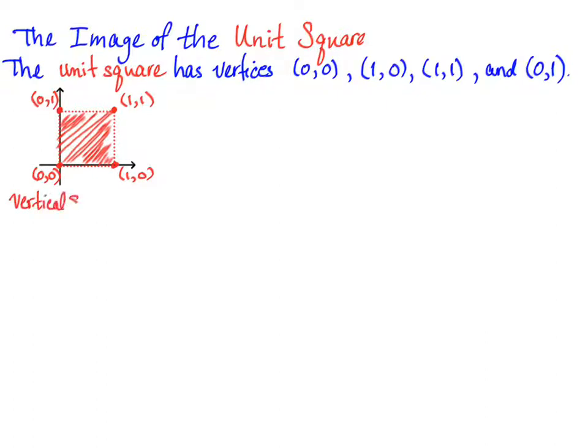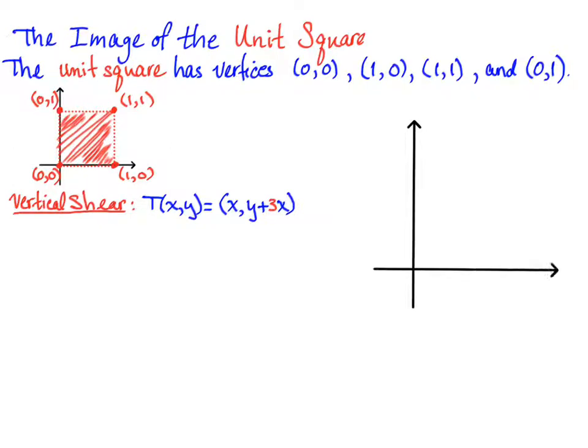So let's look at a vertical shear of the unit square. So I'm going to shear vertically by an amount proportional to the first component. So I'm going to shear by 3 times the first component. So I'm vertically shifting by an amount proportional to the horizontal component. What does that image look like? The image of the unit square. So all I do is I take T of the 4 vertices.